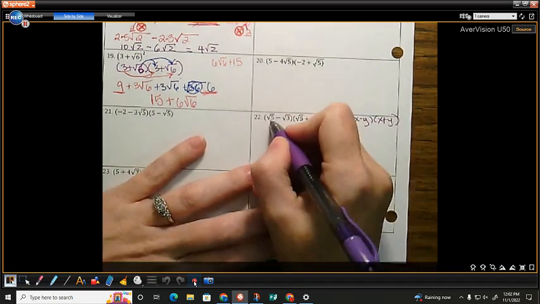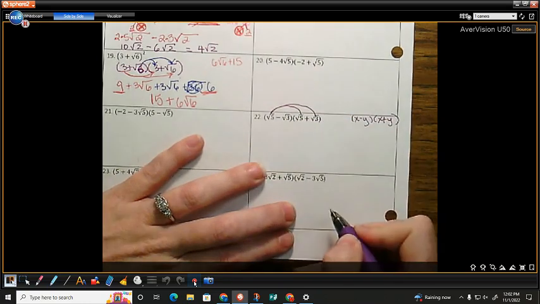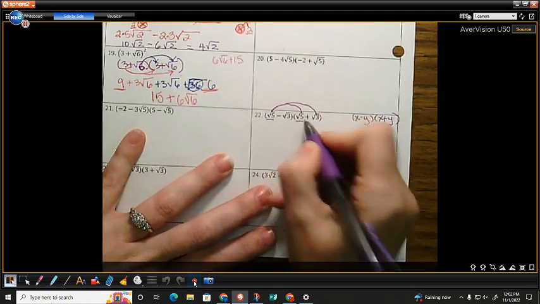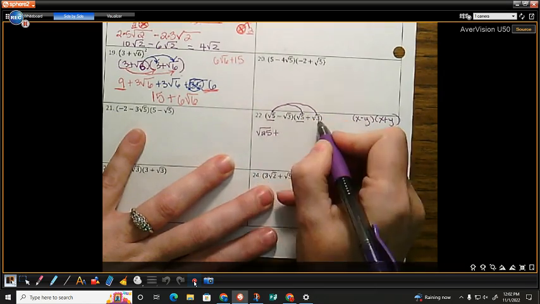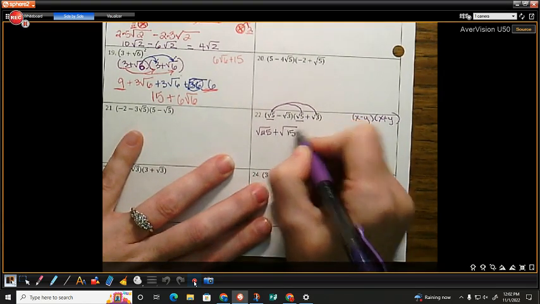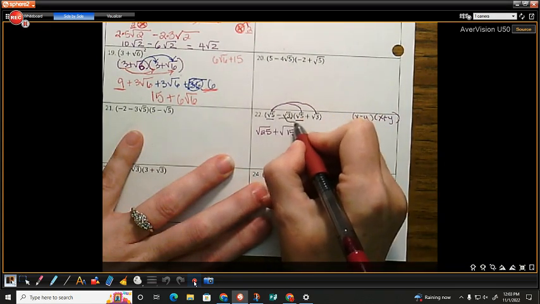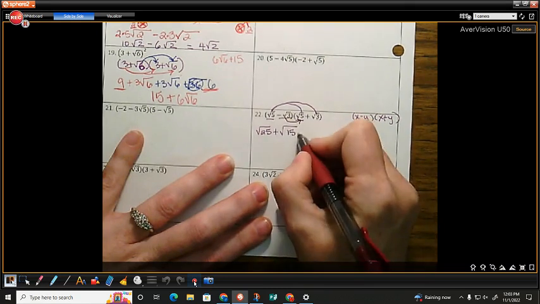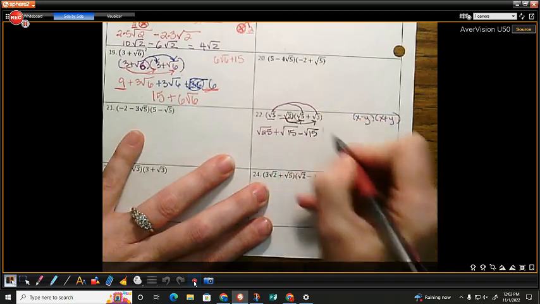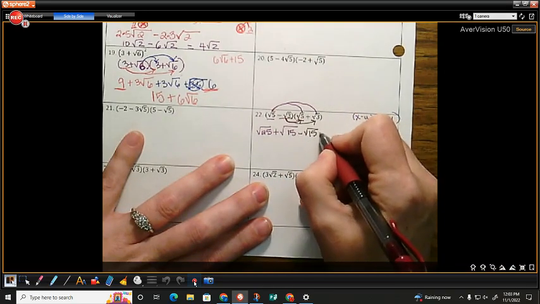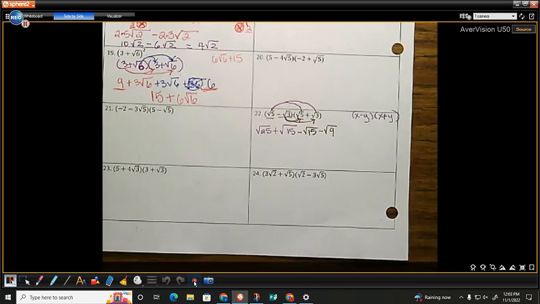So let's see. You're going to have to take this root 5 and multiply it by both of those things. So root 5 times root 5 is root 25. And root 5 times root 3 is root 15. And then I'm going to have to take this negative root 3 and multiply it by the root 5. And that's going to be negative root 15. And then the negative root 3 times the positive root 3 will be a negative root 9. Did y'all get what I got?